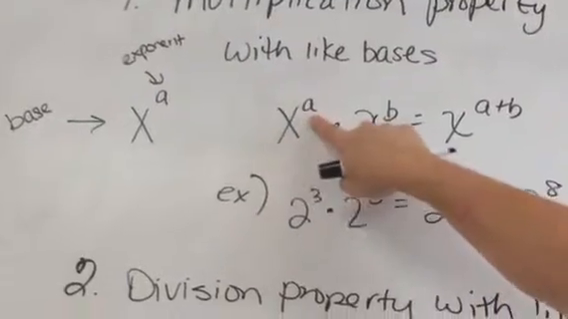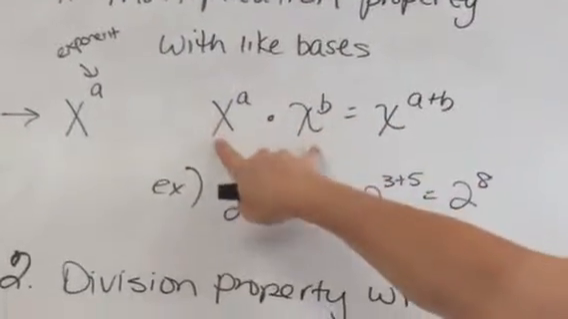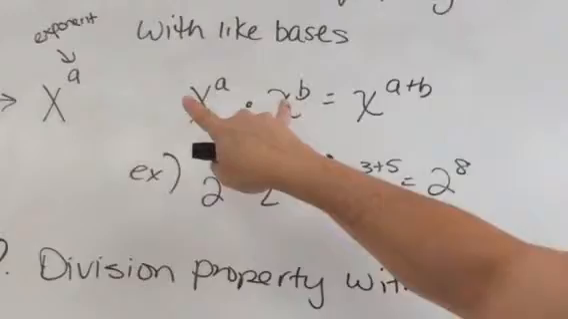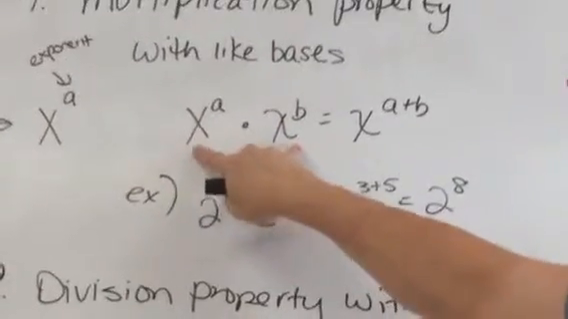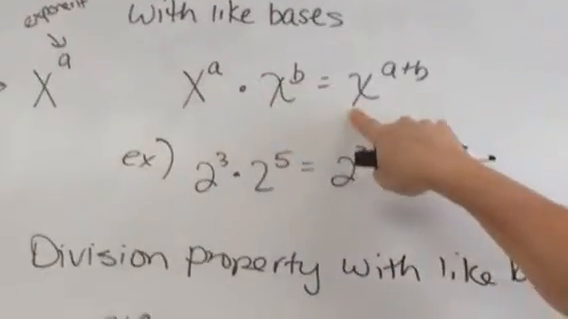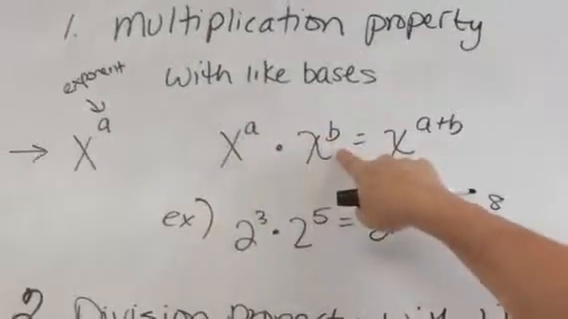They both stand for numbers. If I had x to the a times x to the b, this is only in the case of like bases. The two x's are like bases. So we keep the base and we just add the a plus b.